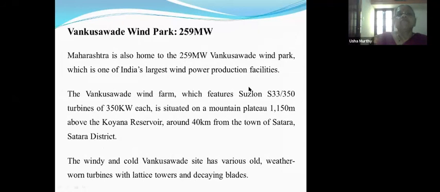Next we have Vankusawada Wind Park. It's again in Maharashtra itself, home to about 300 megawatts. It is one of the largest wind power production facilities. It is situated on a mountain plateau, very close to the Koina Reservoir. It is, of course, one of the oldest ones.